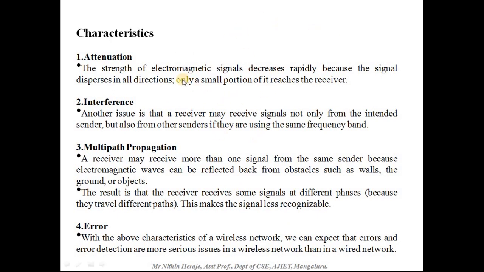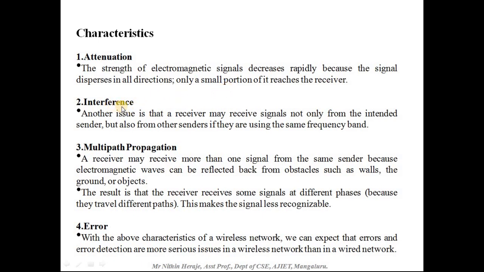These are the four characteristics of wireless networks. First one is attenuation. The strength of the signal, that is the electromagnetic signal, will be decreasing because of different factors. The energy or the signal will be lost. So not the complete portion, but only a small portion of the signal reaches the receiver. That's attenuation, wherein there is a drop in the signal.